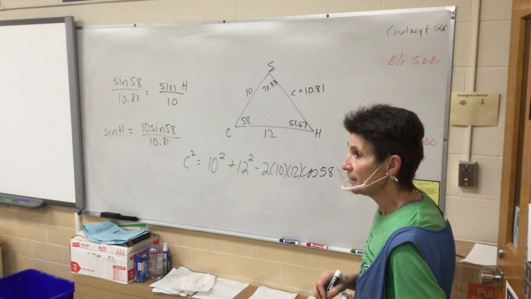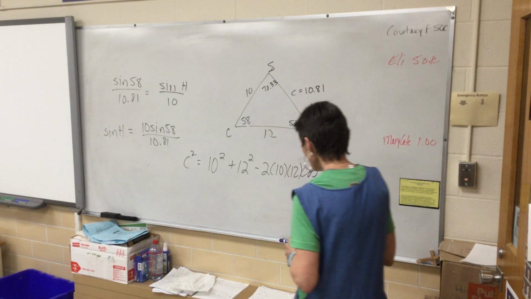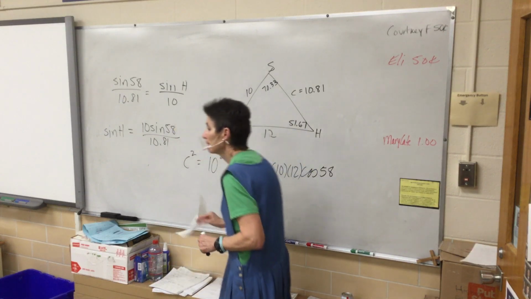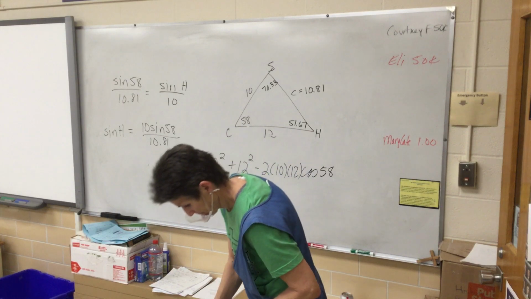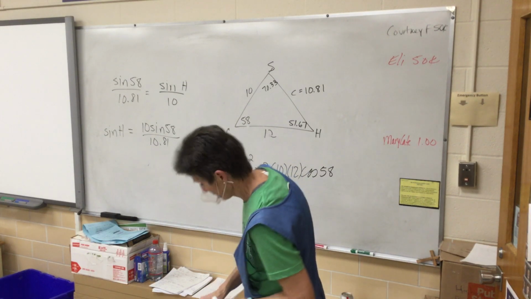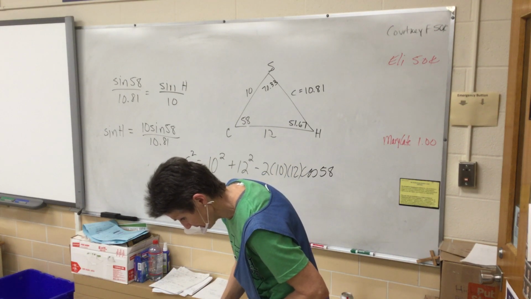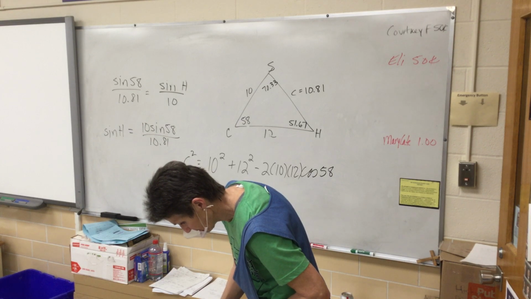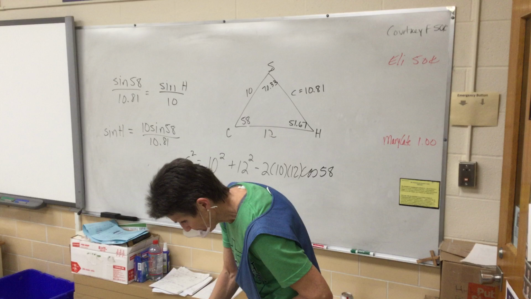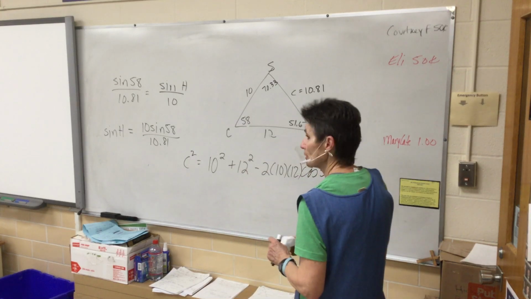Is that okay with everybody? All right, let's look at the next one. When you added those two, what did you get? When you added 68 and 51.67, 109.67. Oh, and then you subtract that from 180 to get your third angle. Sure. Okay.